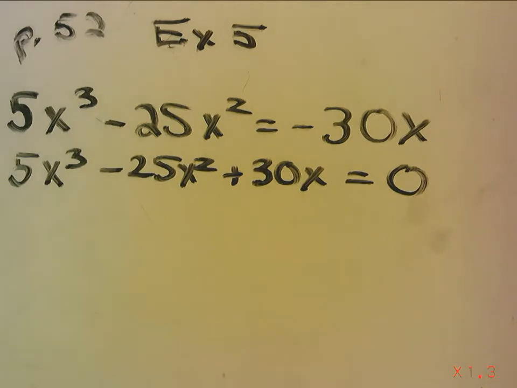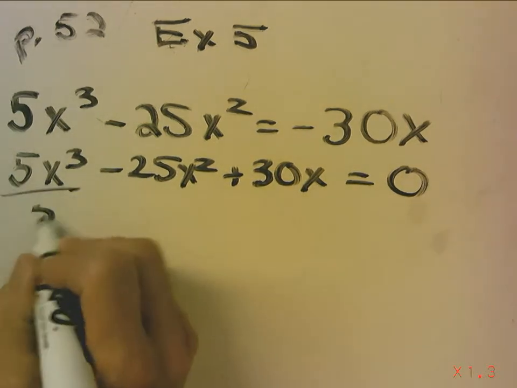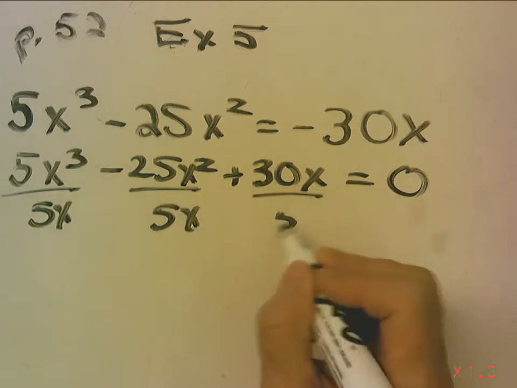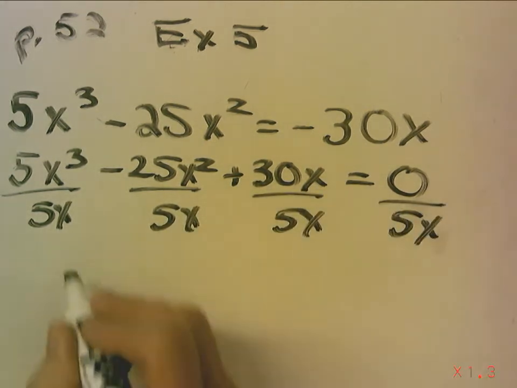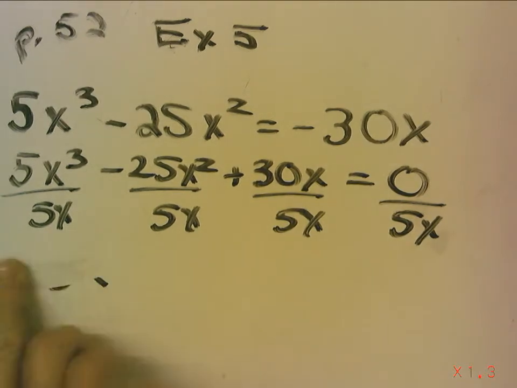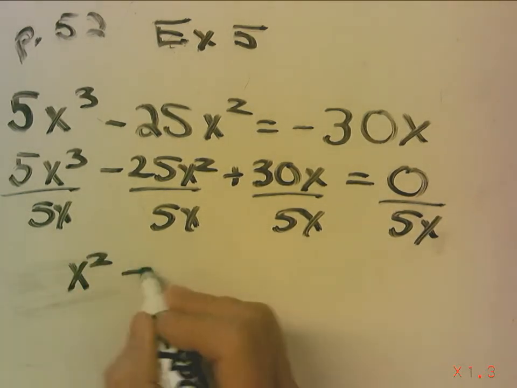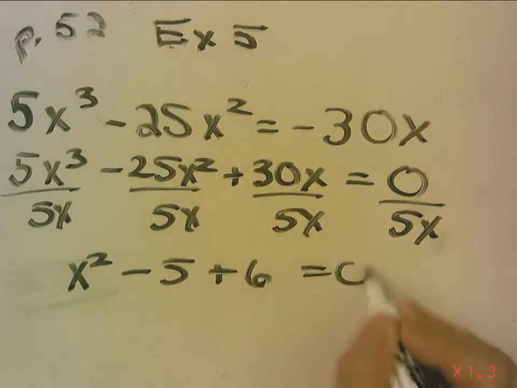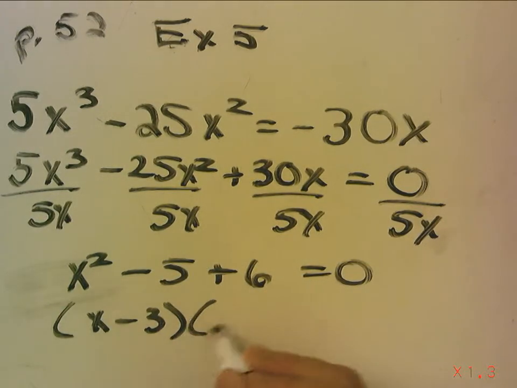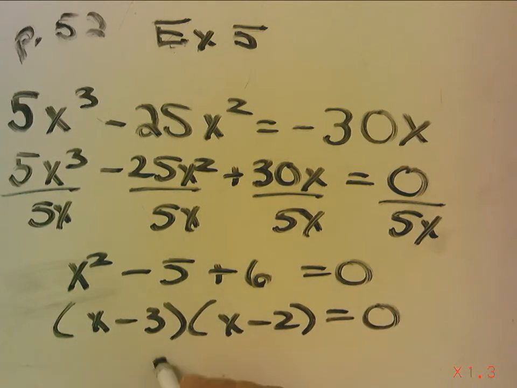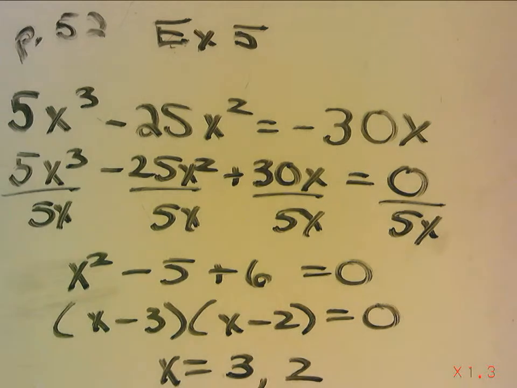Now, I notice it's actually divisible by 5x, but we are not allowed to divide by a variable, and I will show you why. First of all, let's suppose I divided everything by 5x. I would end up with x squared minus 5 plus 6 equals 0. This would be x minus 3 times x minus 2 equals 0, and x would equal 3 comma 2. But in fact, that's wrong, because this was 5x cubed.